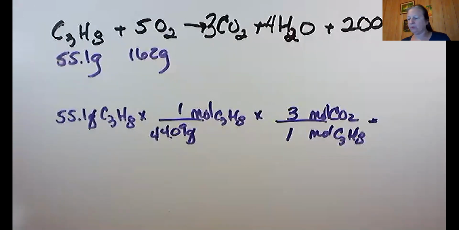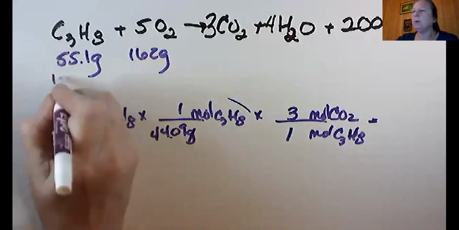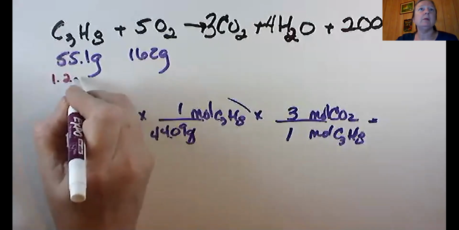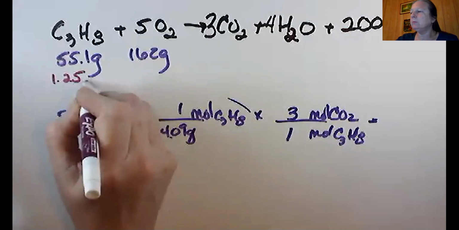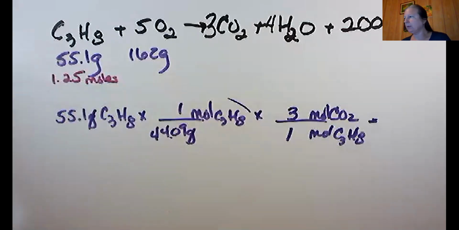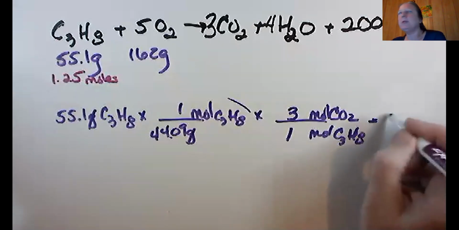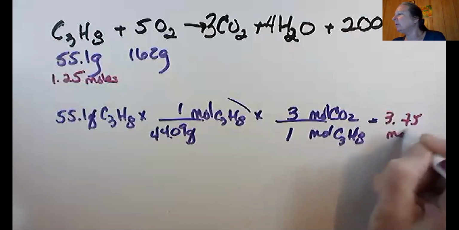So how much will we have? My calculator, 55.1. I'm going to go ahead and get my moles. So this part I calculated, I just stopped halfway, it would be 1.25 moles. Multiply times 3. So I get 3.75 moles of carbon dioxide.